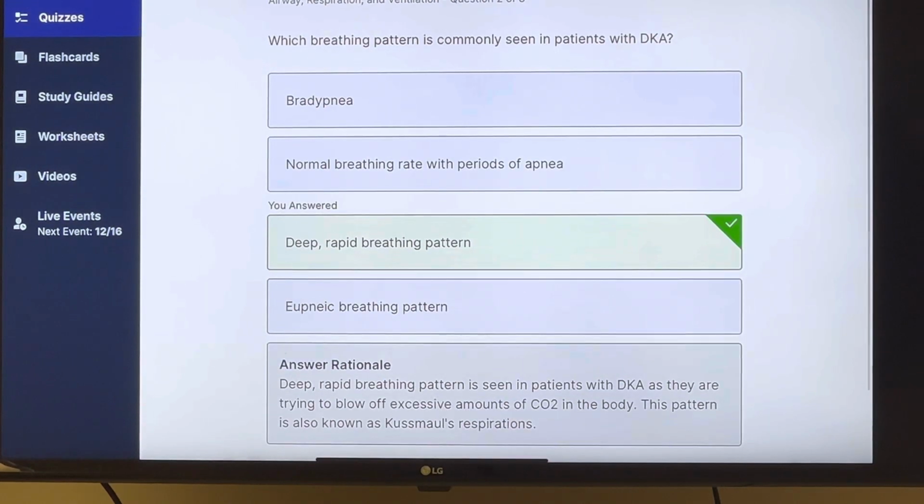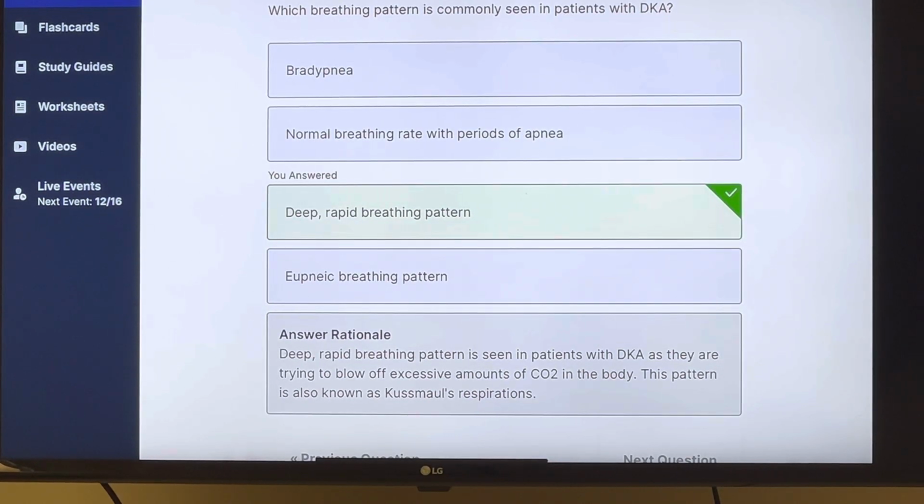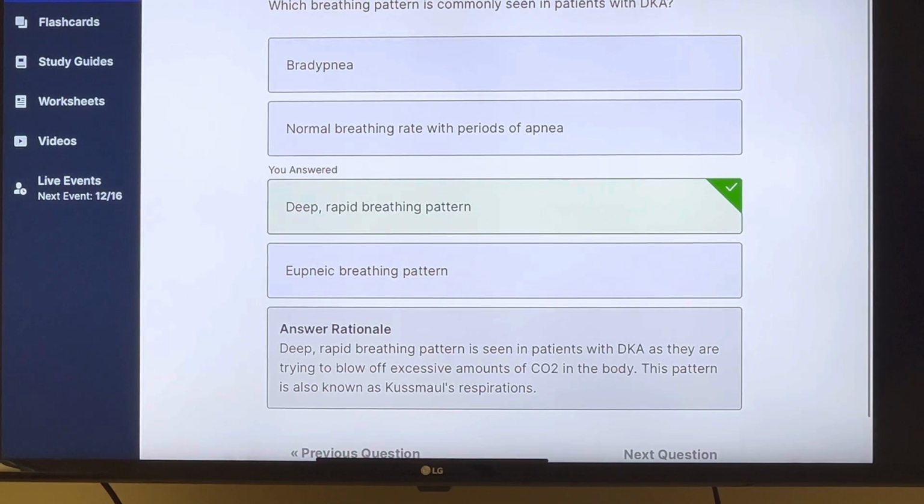Good. Which breathing pattern is commonly seen in patients with DKA? Deep rapid breathing. Good. That is called Kussmaul. They're trying to blow off all that acid because they're in diabetic ketoacidosis.